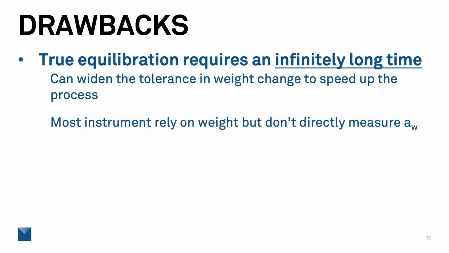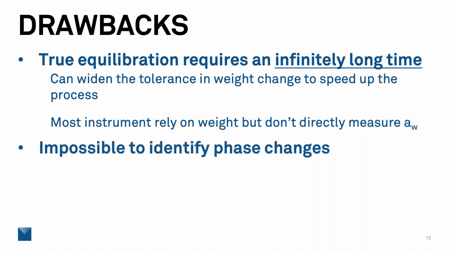The other thing is that most instruments only rely on weight, like I just mentioned. So most instruments are not taking a direct water activity measurement, and that means that they're making an assumption that the relative humidity in the chamber is equal to the water activity of the sample, but this is not always the case. The second big drawback is that it's impossible to identify phase changes.